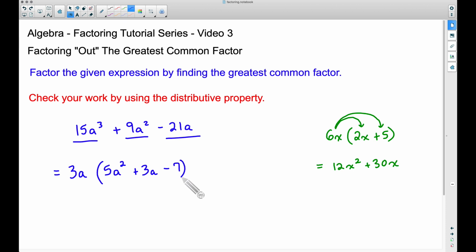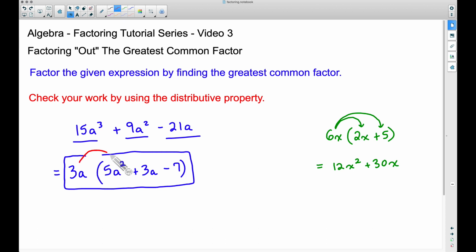And notice that I close this up with the parentheses, and you may be thinking, well, what about the a? Well, look here. 3a times negative 7 is negative 21a. We don't have any more a's in the parentheses because we pulled that a out. And what you see right here, this final answer, 3a in parentheses, 5a squared plus 3a minus 7, is our factored expression. Notice the red instruction here: check your work by using the distributive property.